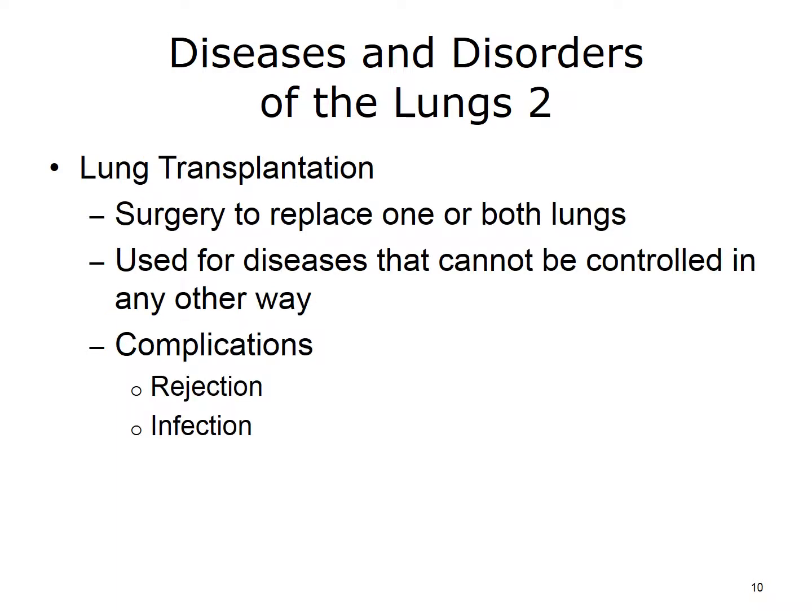Treatment for diseases of the lung might include lung transplantation, which is surgery to replace one or both diseased lungs with a healthy lung or lungs from a donor. The physician may recommend a lung transplant for any of the following diseases that cannot be controlled in any other way: chronic obstructive pulmonary disease, cystic fibrosis, idiopathic pulmonary fibrosis, and primary pulmonary hypertension. Complications include rejection of the transplanted lung and infection.